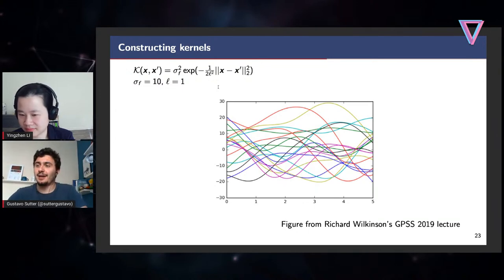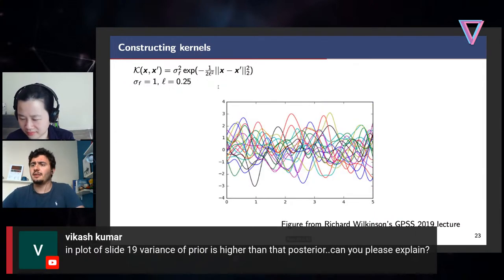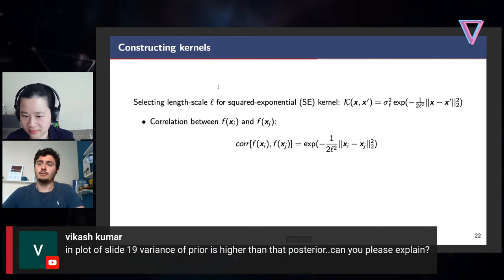Okay, so one question arrived. It goes like, in the plot of slide 19, variance of prior is higher than the posterior. Can you please explain?